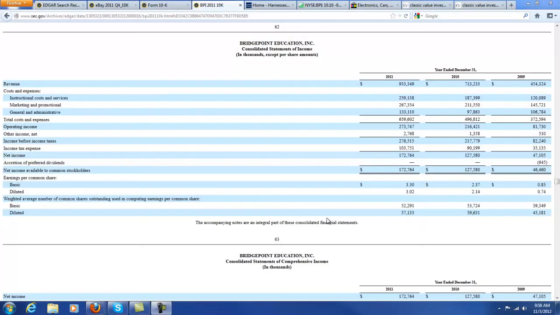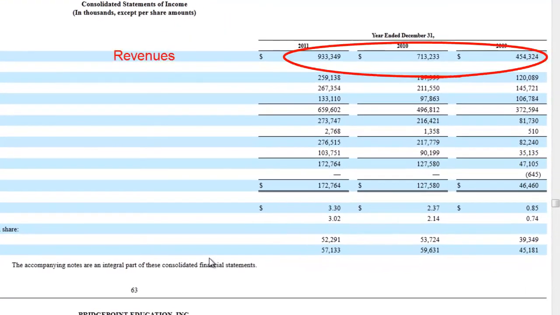This is the income statement for Bridgepoint Education, which is an online university similar to the University of Phoenix. As you can see, revenues grew fantastically from 2009 to 2011. They more than doubled. If you did not go through the kind of process that I'm describing in this video, you could make the assumption that revenues will continue to grow. But this might be totally wrong.